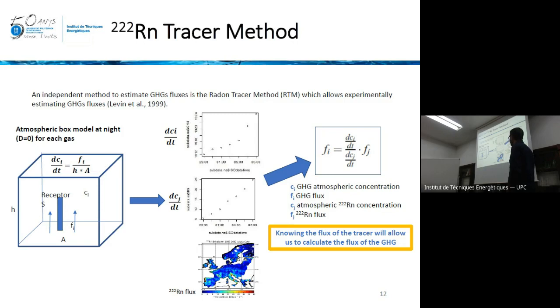This methodology has been used in stations where we can get radon data and another gas data, and it's used to get the flux of this other gas. Mostly, it's being used on greenhouse gases, CO2 and CH4. But it's a methodology that I can use for other gases.